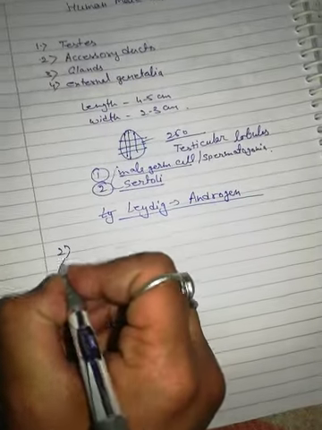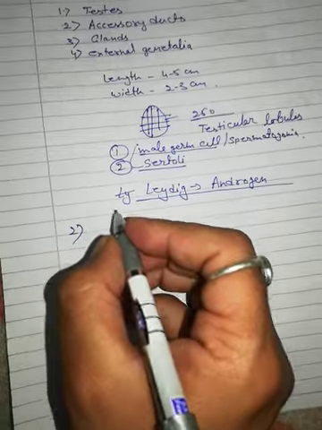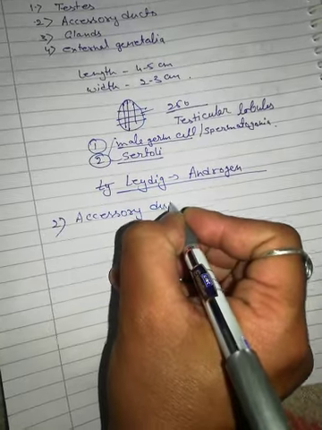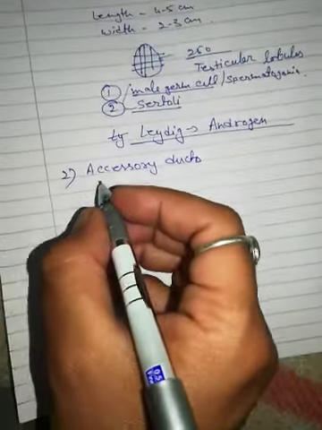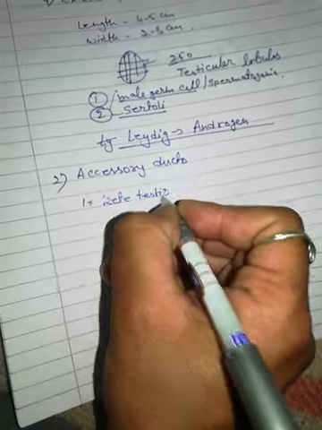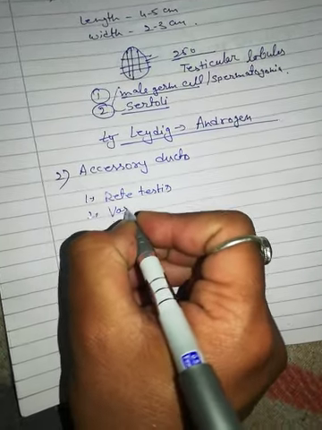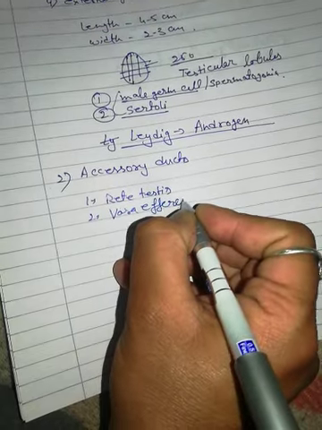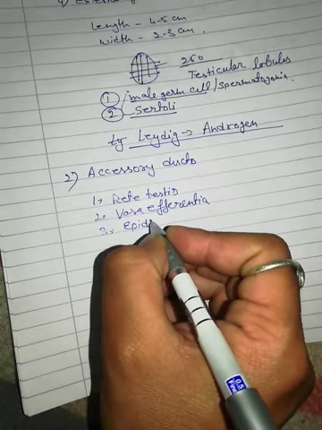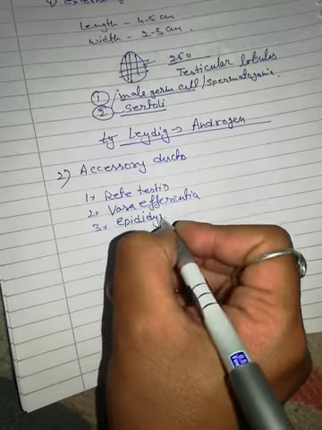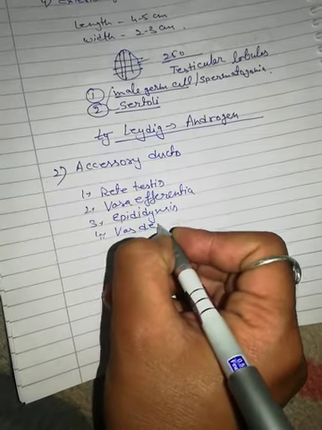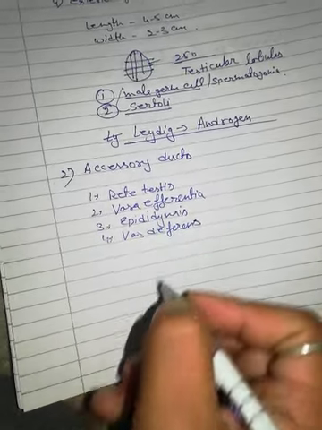So the second important component of the human male reproductive system is called accessory ducts, and there are four accessory ducts in the human male reproductive system. The first are called rete testis. Second are called vasa efferentia. Third is called epididymis, and the fourth is called vas deferens. Okay.